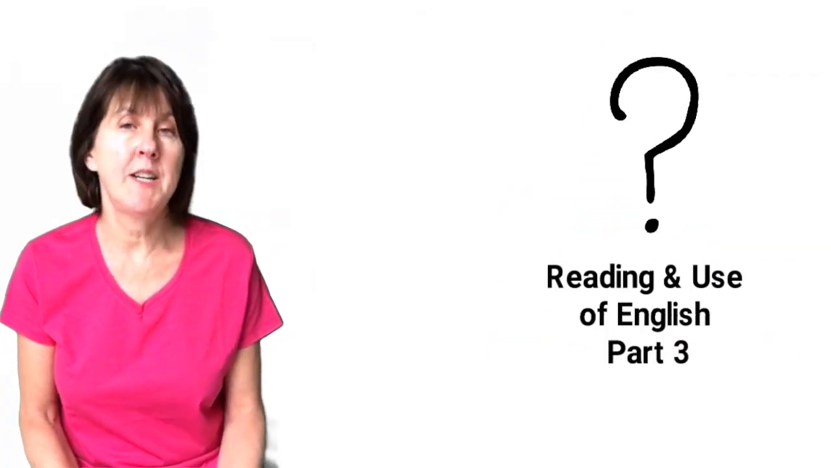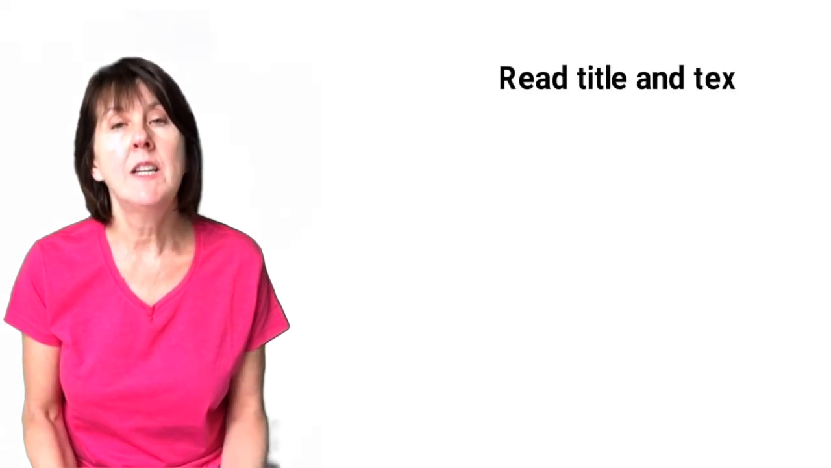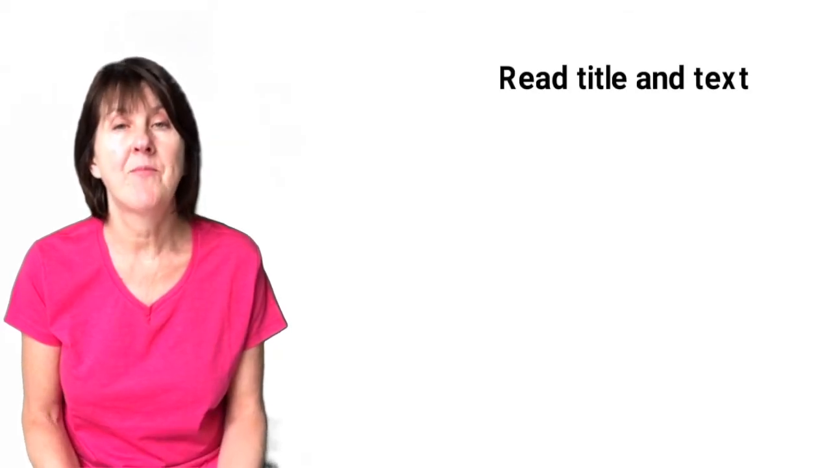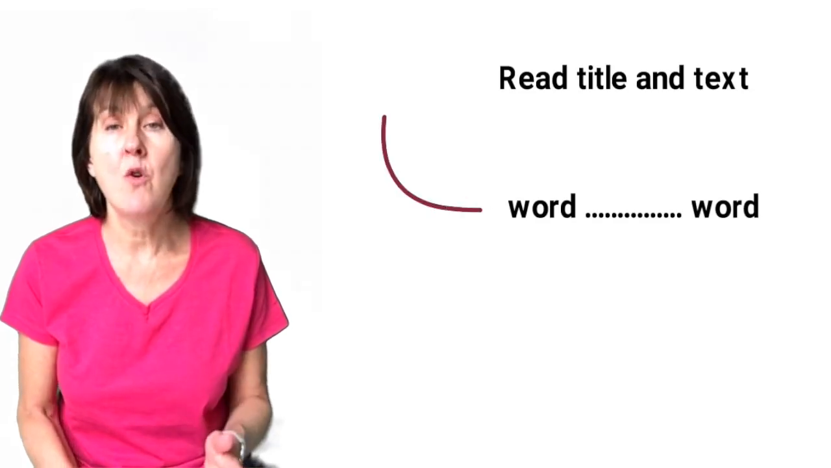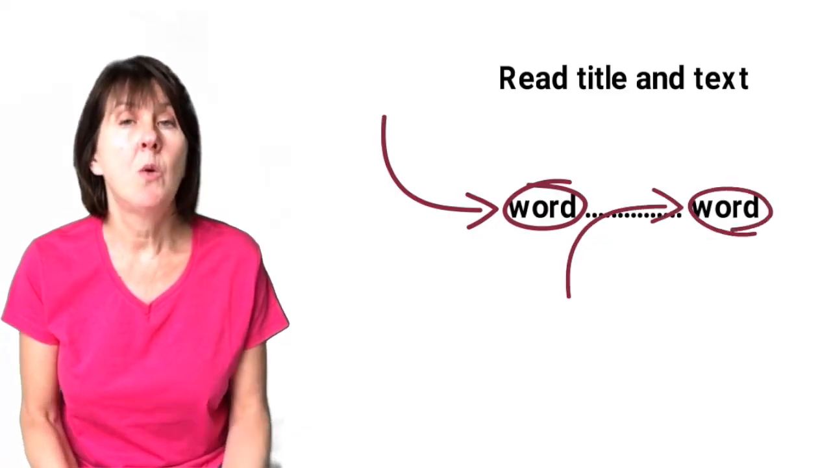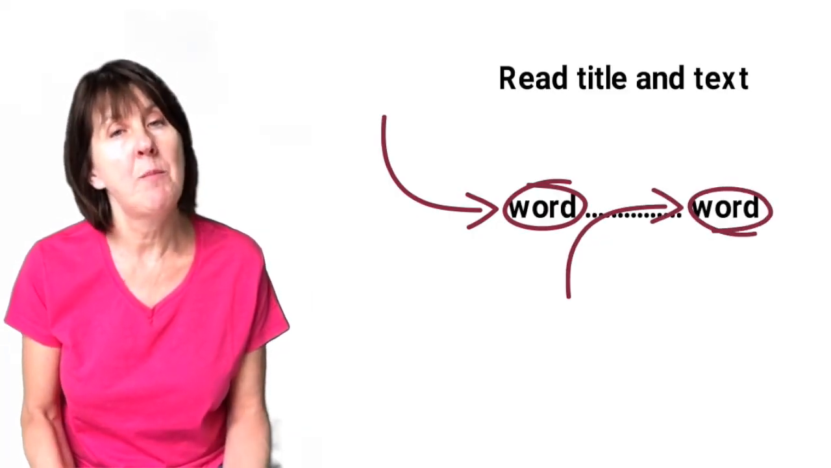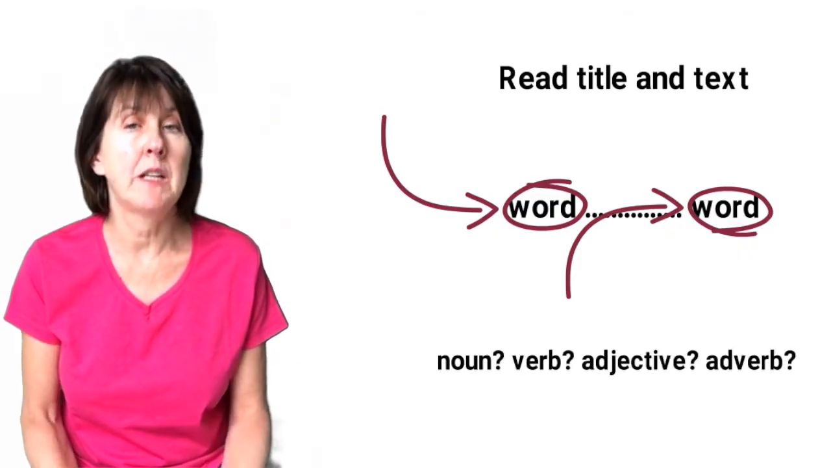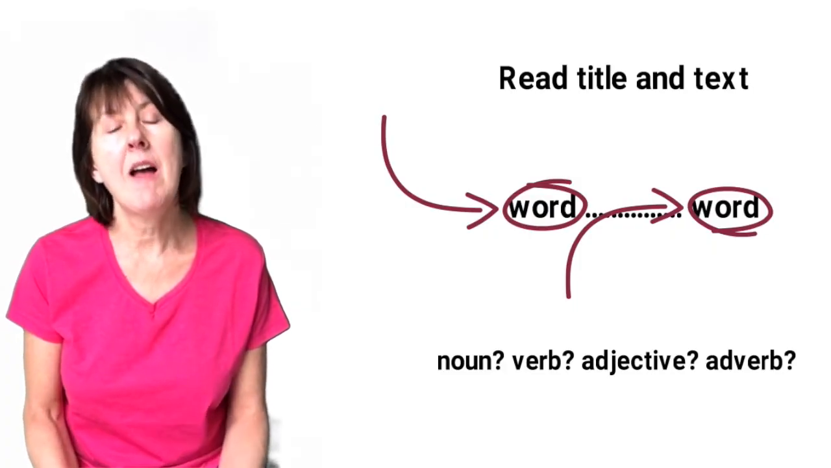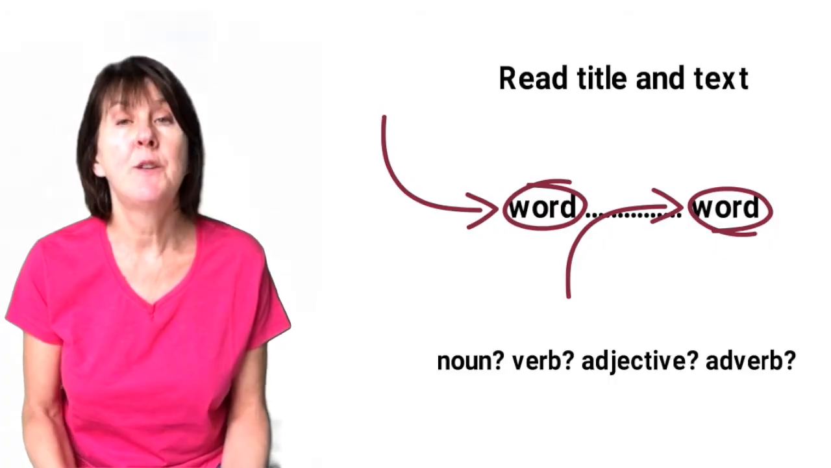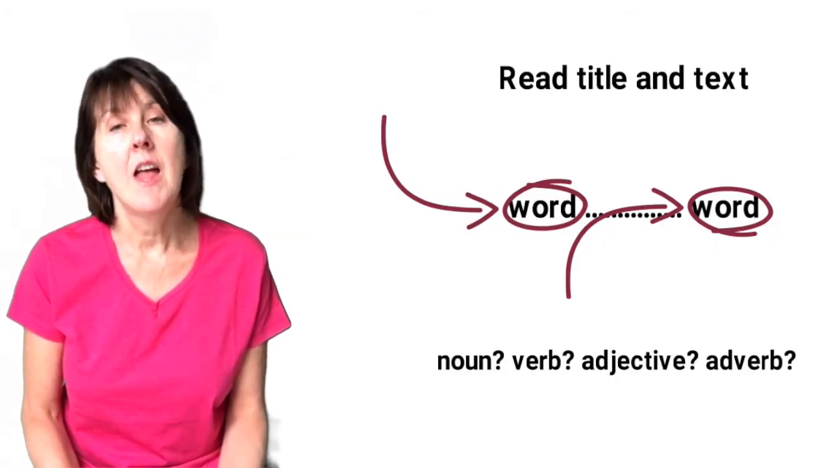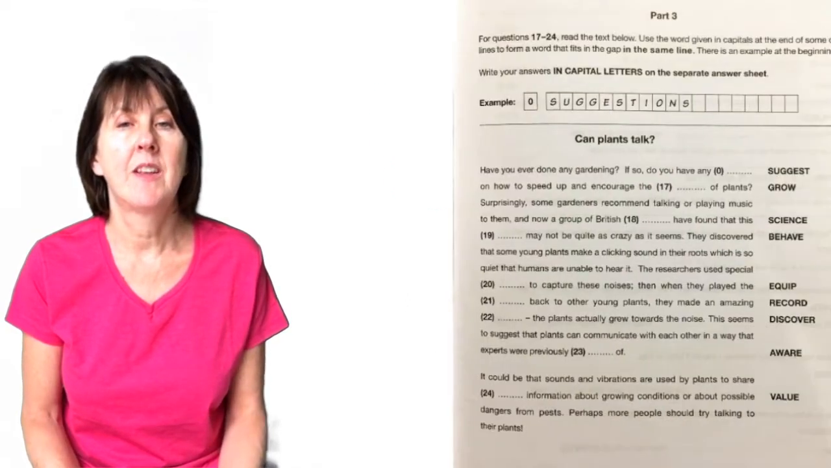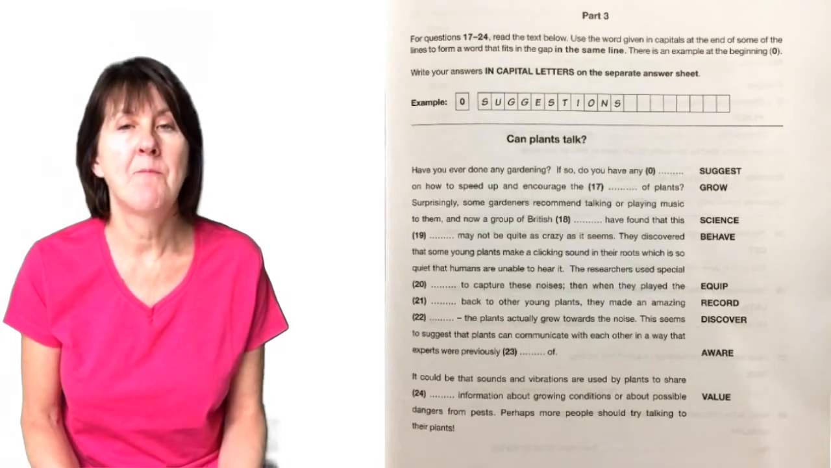So how do you do Reading and Use of English Part 3? Read the title and text quickly first to get a general idea of what it's about. Read carefully the words before and after each gap to decide what meaning the word has and what type of word you need. Is it a noun, a verb, an adjective or an adverb that's missing? Think about how you need to change the word in capitals to form the word you need. When you've finished, read the completed text to make sure it makes sense. So let's look at some examples.